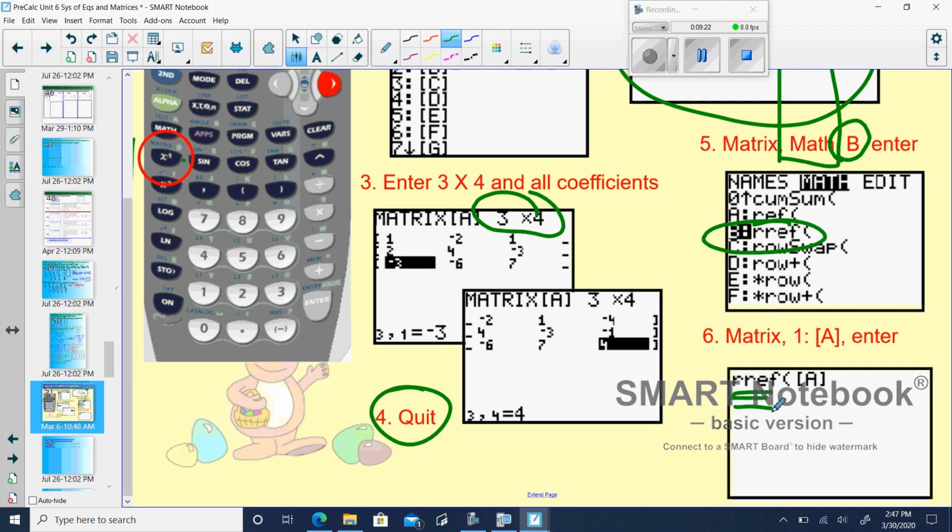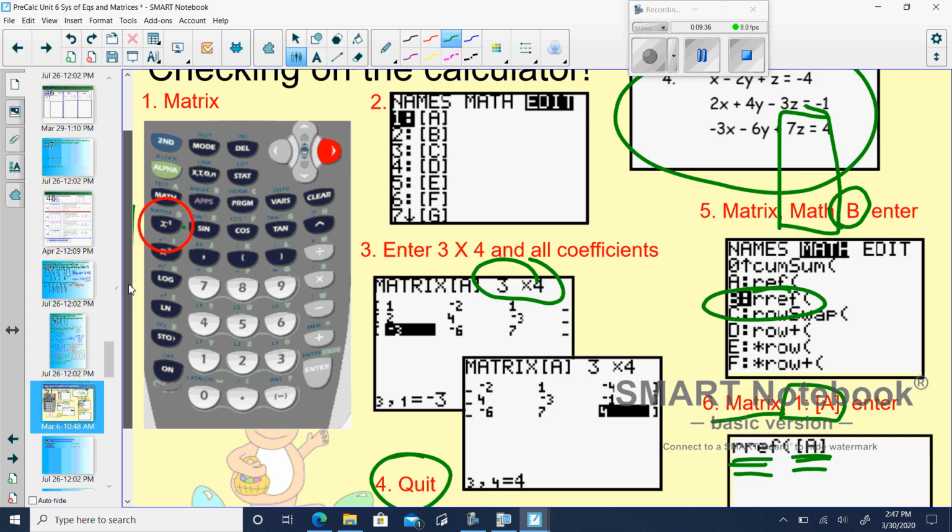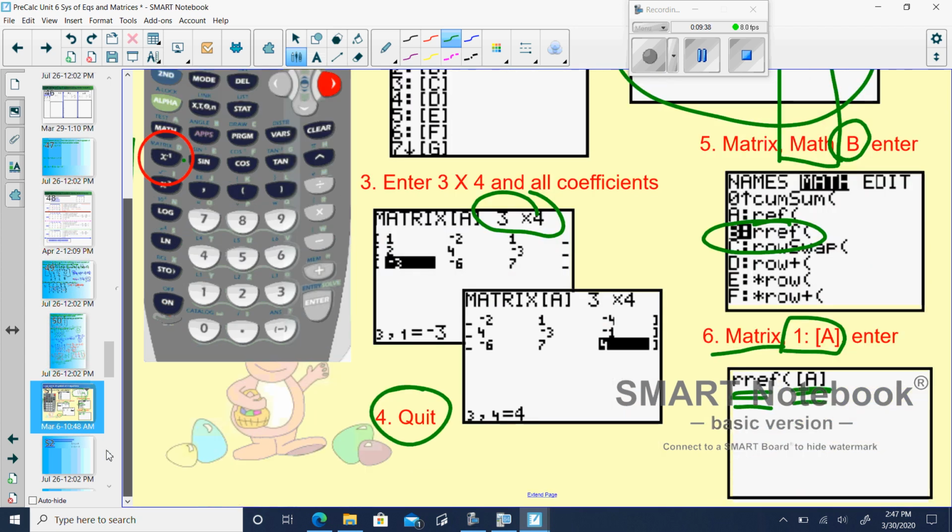Then you want to hit second x inverse. It will take you to matrix. Then you want to hit 1 because that's going to bring up A on the screen. Then you want to hit enter and it's going to give you your answers right there. It's going to do it in reduced row echelon form. All right.